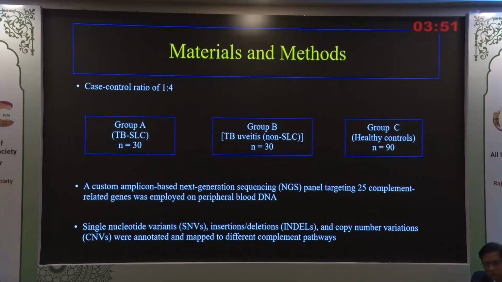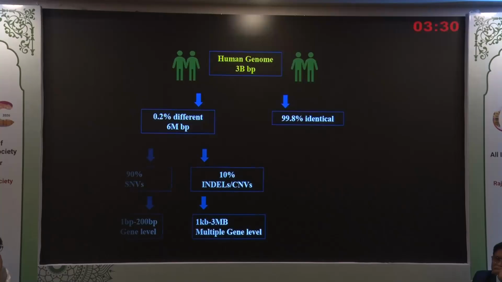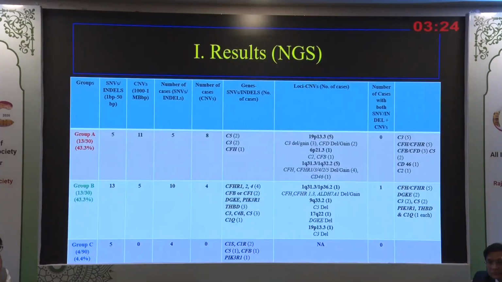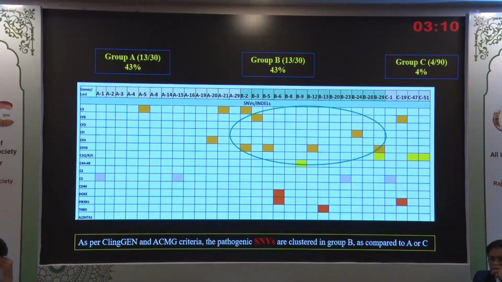A custom amplicon-based NGS was employed on peripheral blood DNA samples of these subjects. Single nucleotide variants, the SNVs, insertion deletions or indels, and copy number variations, the CNVs, were annotated and mapped. The human genome is primarily 99.8% identical, and it is only by 0.2% that we differ from each other. Out of these, 90% variations are contributed by SNVs and 10% by CNVs. Coming to the results, both group A and B had 43.3% variations as compared to group C, which had minor variations, 4.4%. This shows the clustering of pathogenic CNVs in group A, and clustering of pathogenic SNVs in group B.